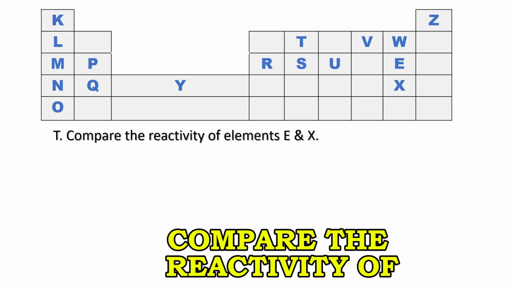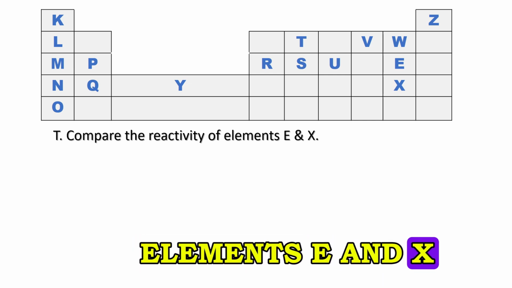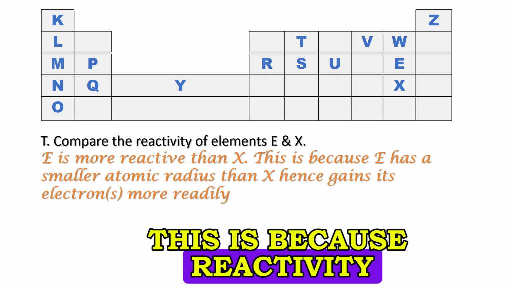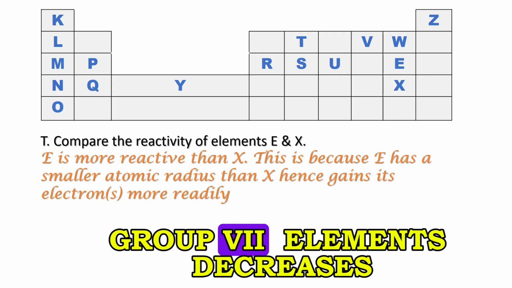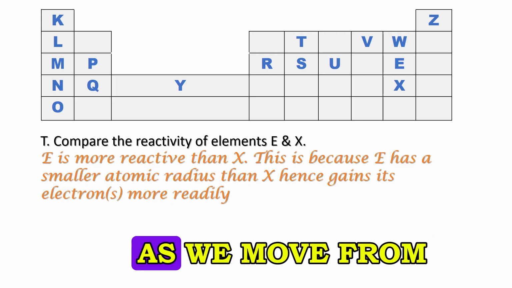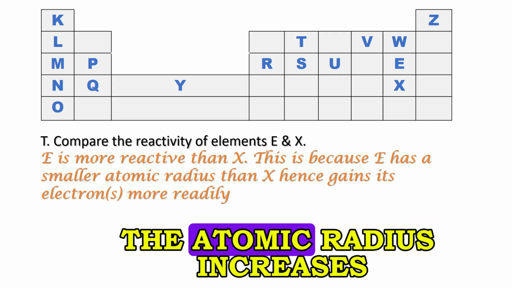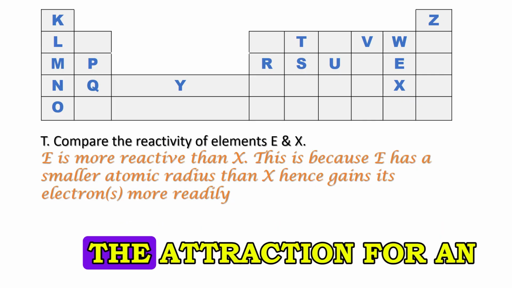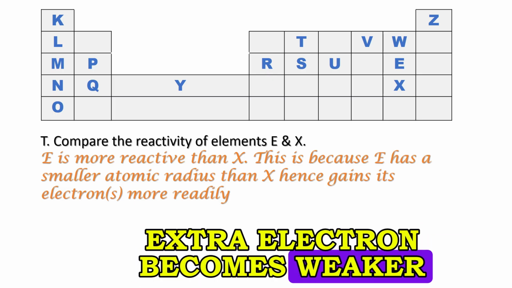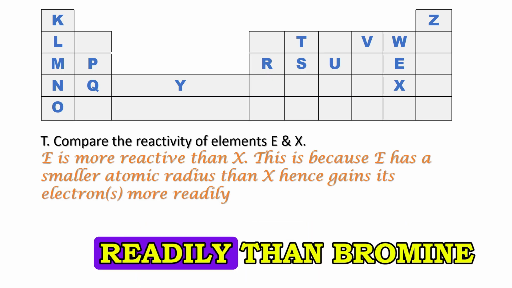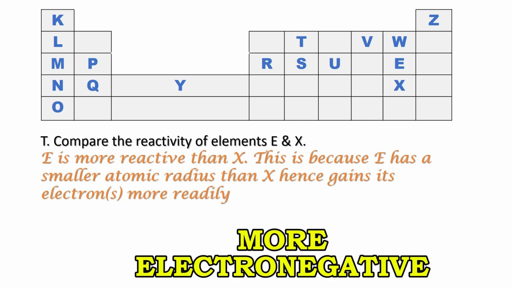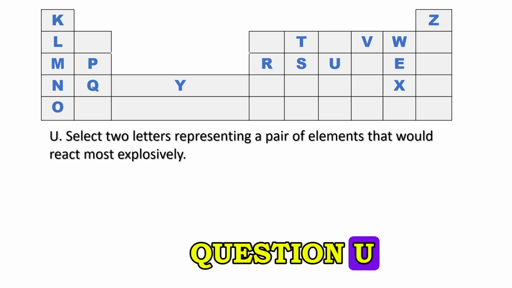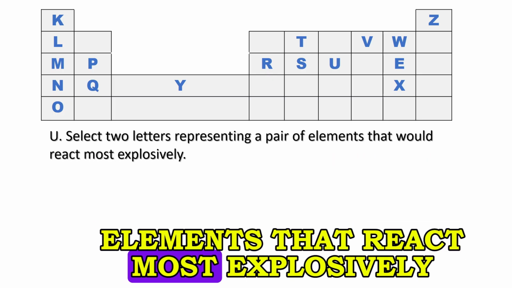Question T says compare the reactivity of elements E and X. Element E, chlorine, is more reactive than element X, bromine. This is because reactivity among halogens, group 7 elements, decreases down the group. As we move from chlorine to bromine, the atomic radius increases, meaning the outer electrons are farther from the nucleus. The attraction for an extra electron becomes weaker. Therefore, chlorine gains electrons more readily than bromine, making it more reactive, more electronegative, and a stronger oxidizing agent than bromine.